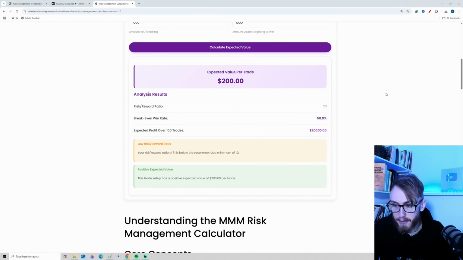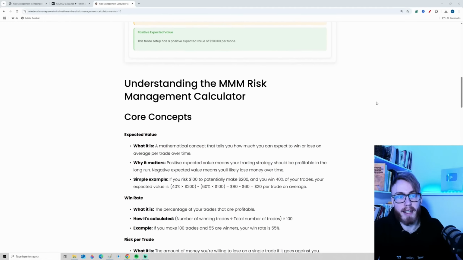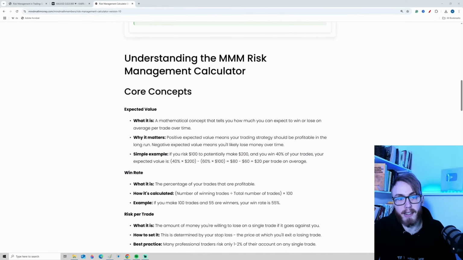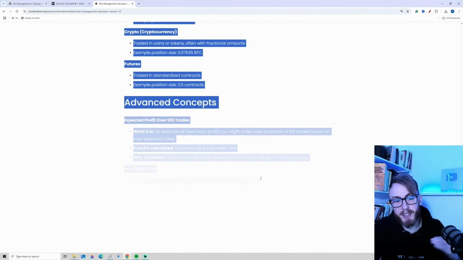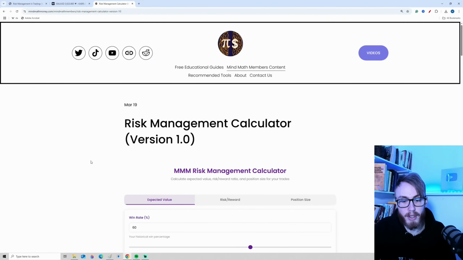And by the way, guys, if there are any terms you don't understand with this risk management calculator, I have all the terms explained in very simple terms right here on the page.